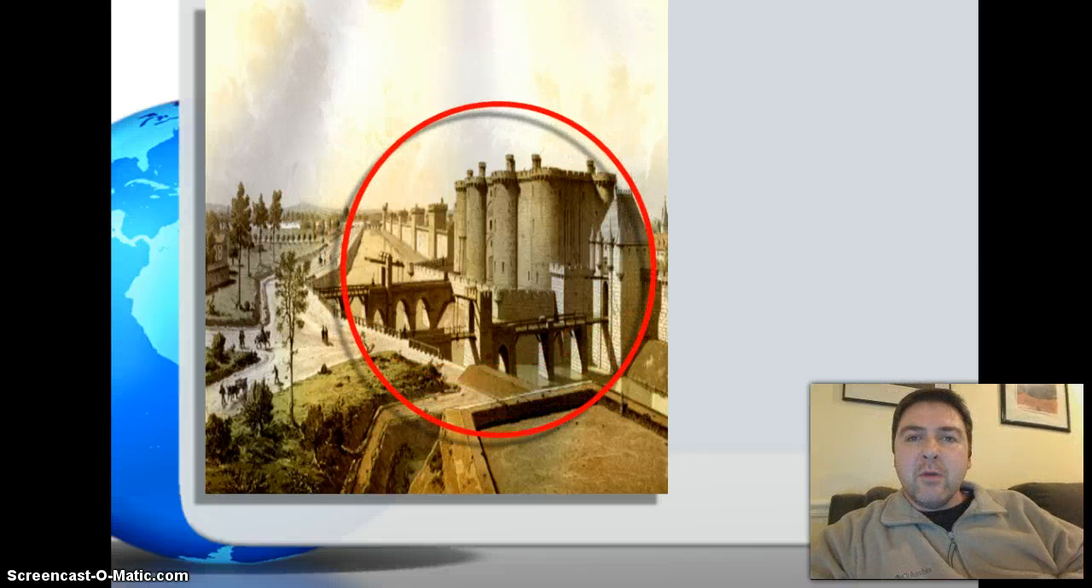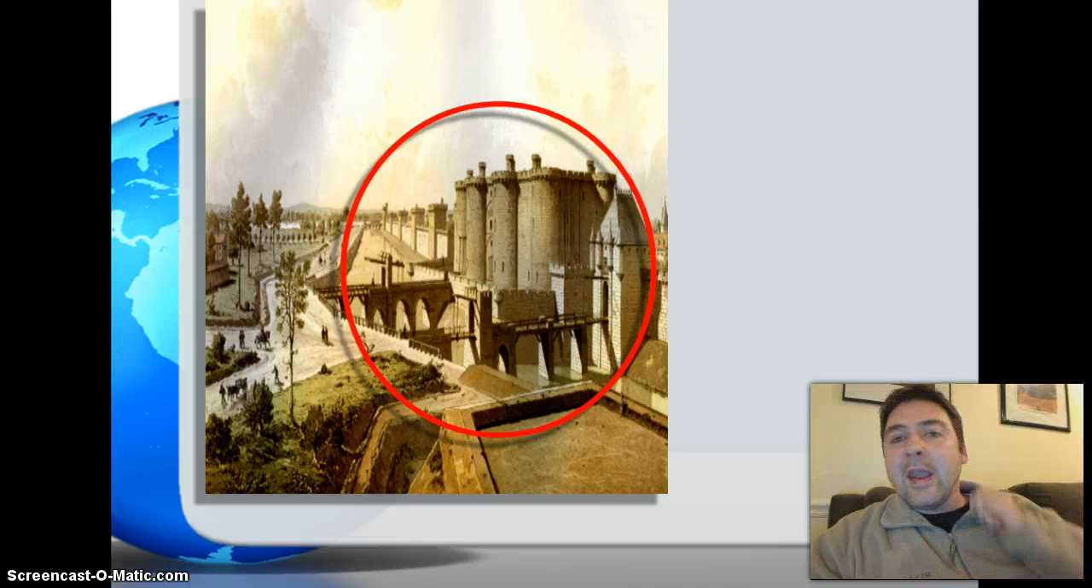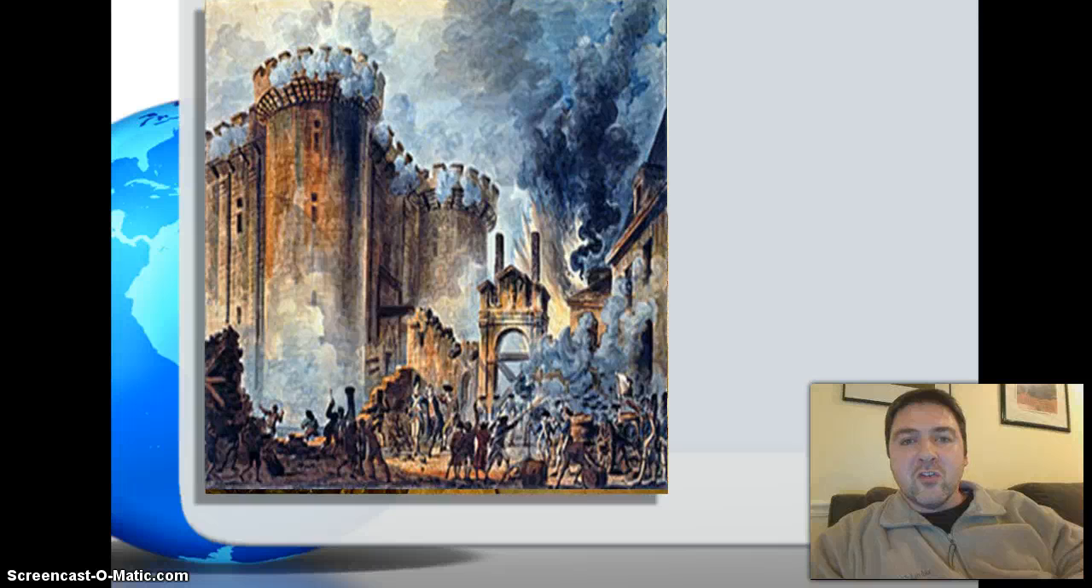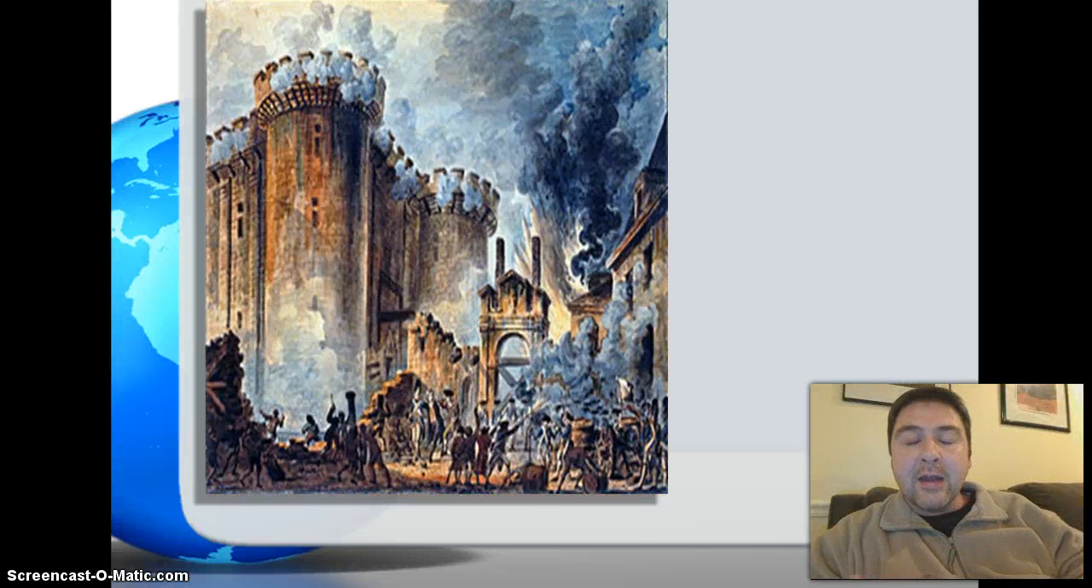It was originally built back in the 1300s as a fort in Paris to help defend the city, but by the 1700s it was mainly used as a prison and largely to hold political prisoners and people who couldn't pay their taxes, largely people from the third estate. So it became to be seen as a symbol of the system that the third estate hated so much. And as we see on July 14, 1789, this crowd attacks the Bastille.